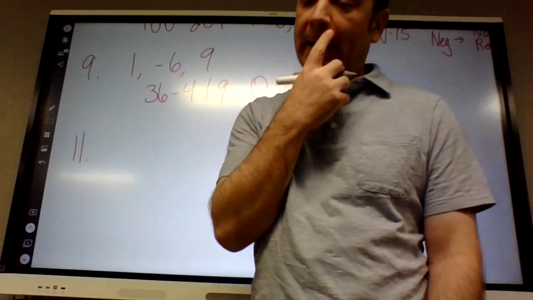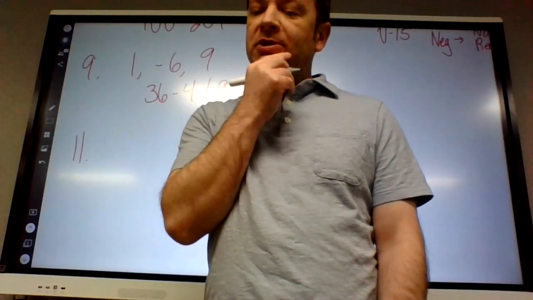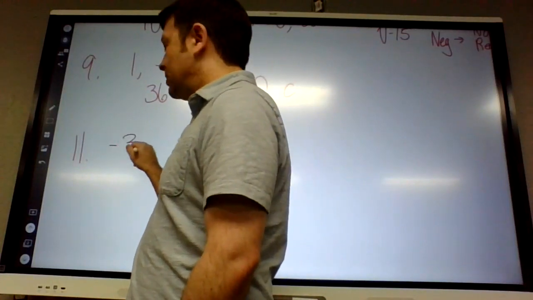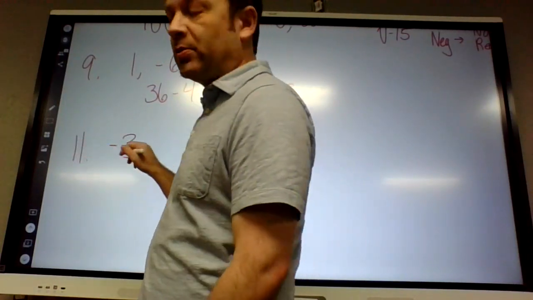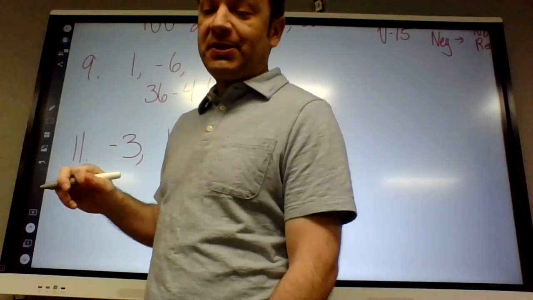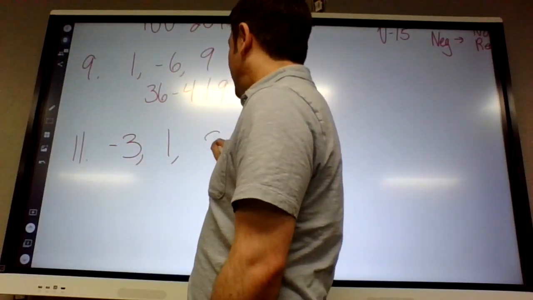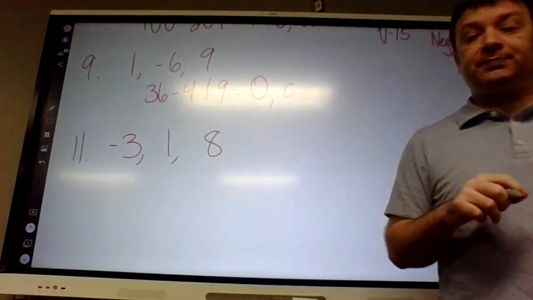Number 11. Okay, what's my A on 11? Negative 3. What's my B? 1. What's my C? Negative 8. No, positive. You're wrong. Positive 8, because the negative 8 is on the wrong side.